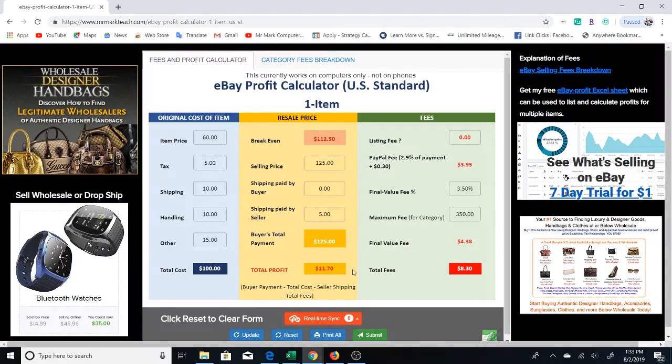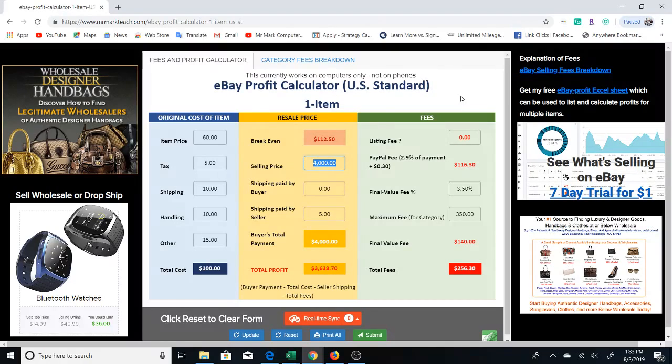It's a much lower final value fee, so there's less money coming out of my payment, so I make more profit. I'd also like to show you that when your final value fee tries to go past the maximum, they cannot charge you more than this maximum for the final value fee. So for instance, if I'm going to sell an item for let's say $4,000, 3.5% of 4,000 gives me a final value fee of $140.